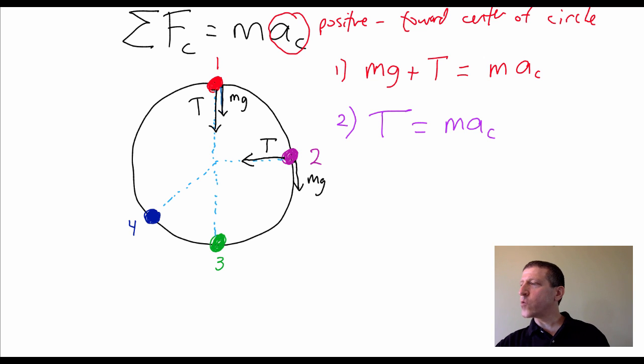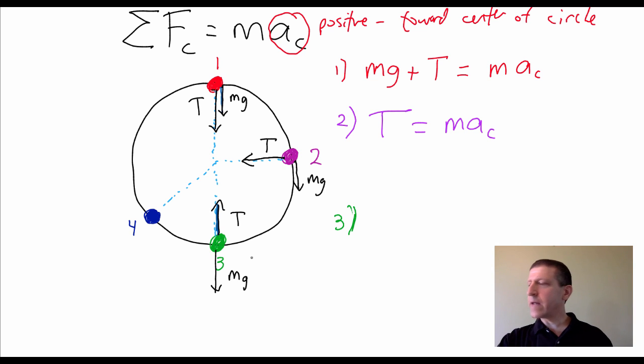Let's take a look at situation 3 right here. In position 3, let's draw each of our individual forces in our free body diagram. We've got this force, that is the tension. But our force of gravity in this case is pulling down that way, mg. Let's get it to scale. If it's going in a circle, this mg has got to be smaller than our tension force. Otherwise, it won't stay going in a circle. The net force won't be towards the center. So this is our tension.